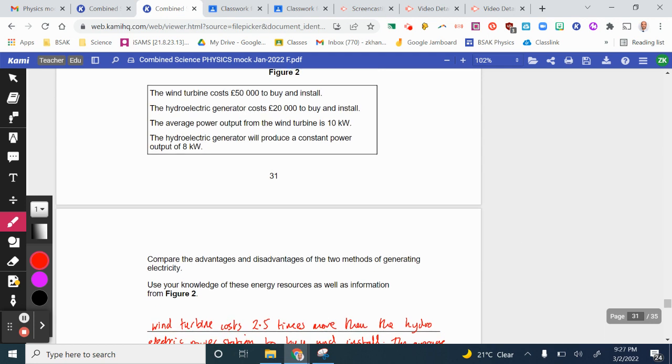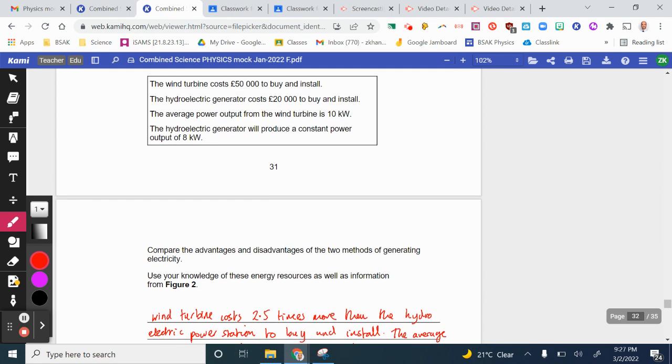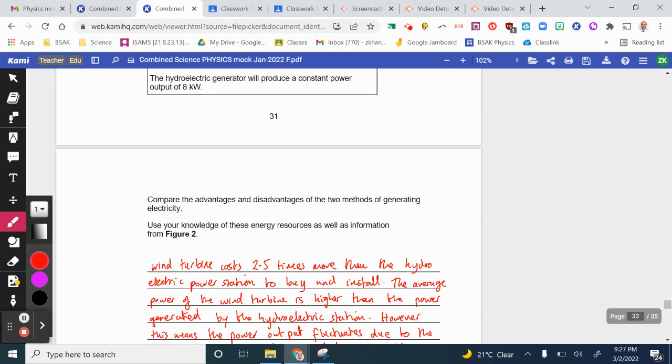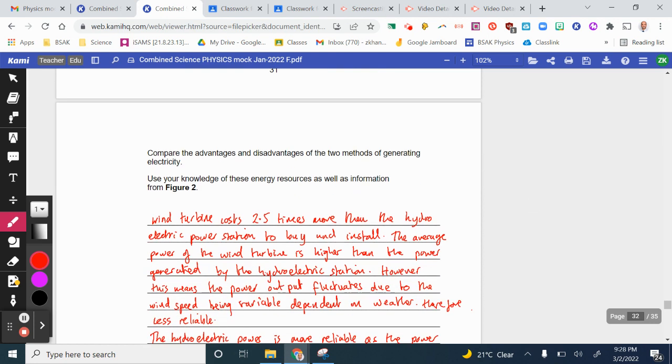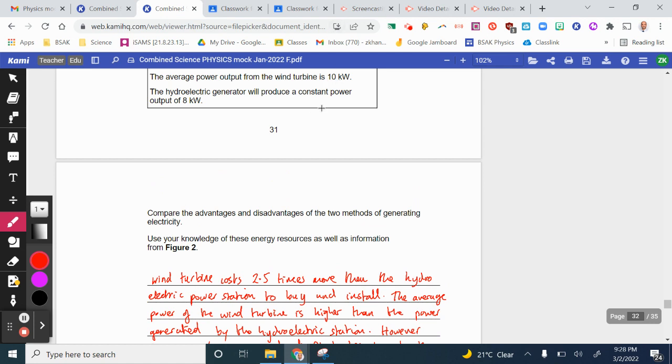So one thing that stands out is that the installation cost for wind turbine is greater. Okay, so 50,000 divided by 20,000, that's two and a half. So wind turbine costs two and a half times more than a hydroelectric power station to buy and install. That's a mark there. The average power of the wind turbine is higher than the power generated by the hydroelectric. So comparing the powers picks you up another mark. Stating that that's the power and stating that that's the power is not enough. We need to have a comparison.